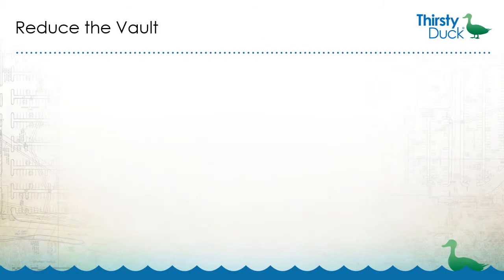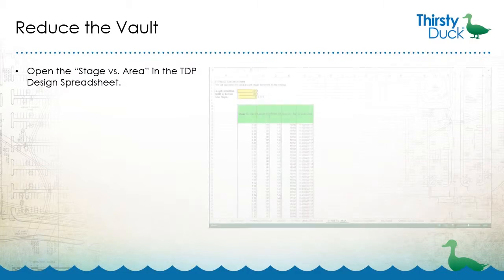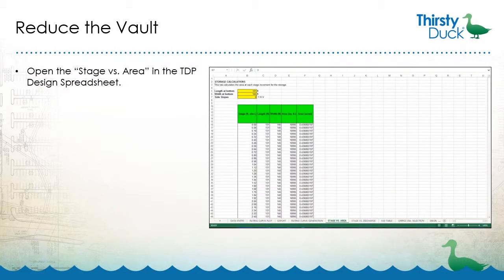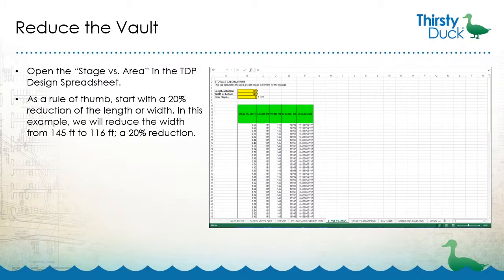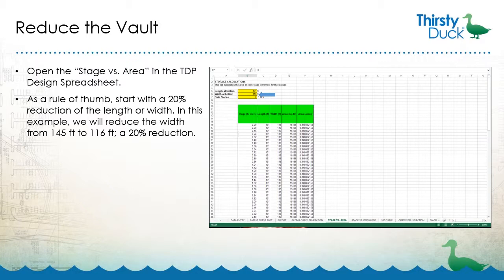Start the storage volume optimization process by selecting the Stage versus Area tab in the TDP Design spreadsheet. As a rule of thumb, start with a 20% reduction in either the length or width. For this example, we will reduce the width from 145 feet to 116 feet, a 20% reduction.